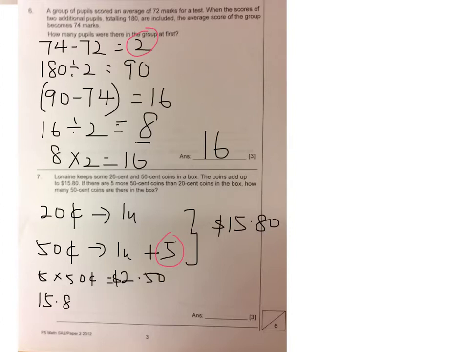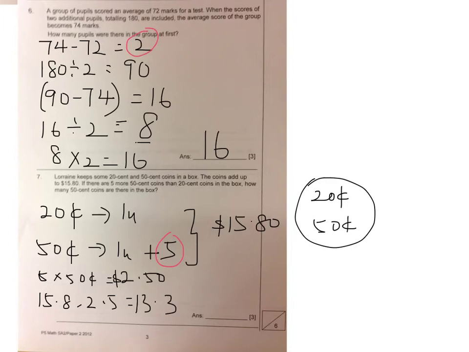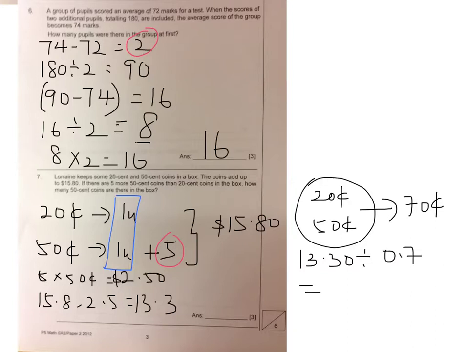So 15.8 minus 2.5, minus 0.3, is $13.30. In every set, there's 1 20-cent coin and 1 50-cent coin, because we already deducted the 5 extra away. That will give me 70 cents. So we have $13.30 divided by 0.7.